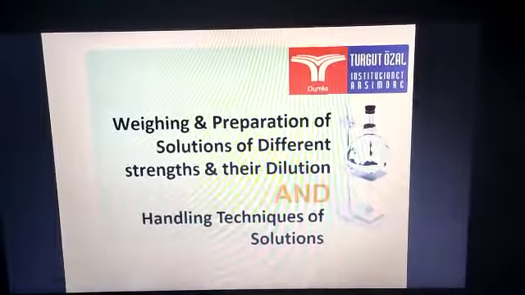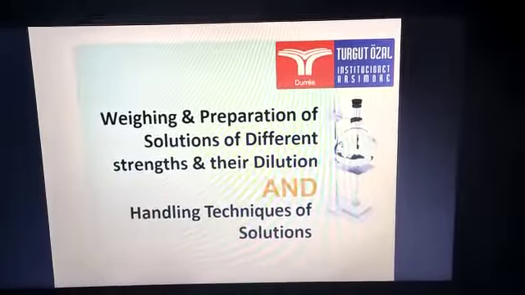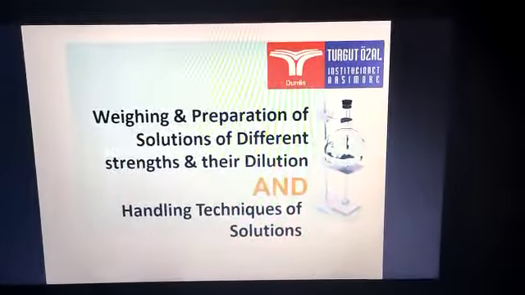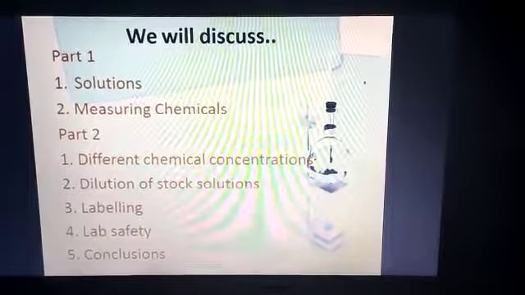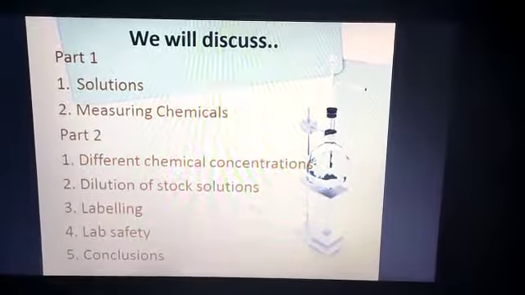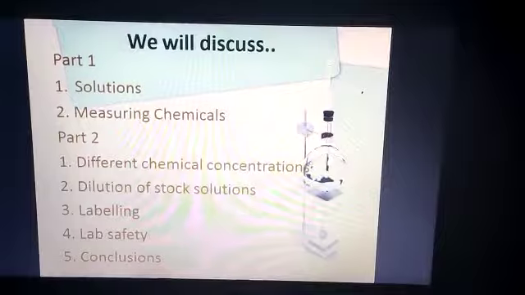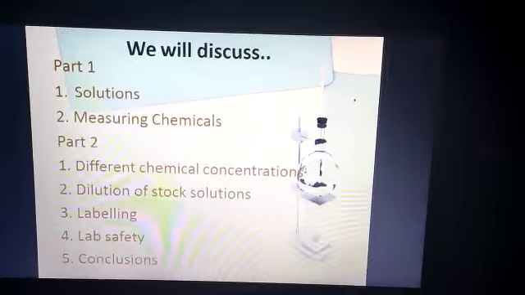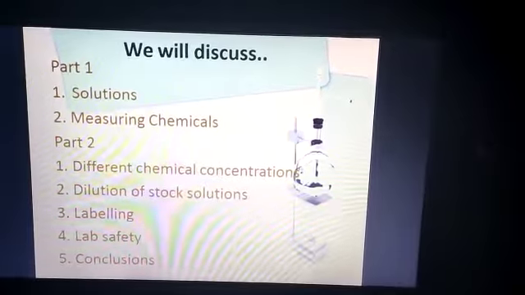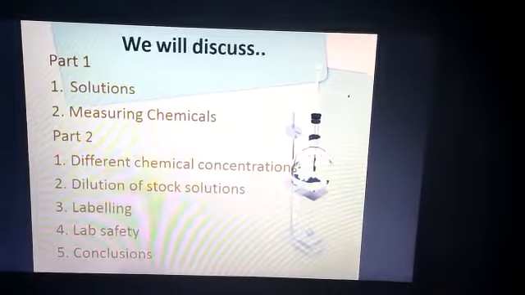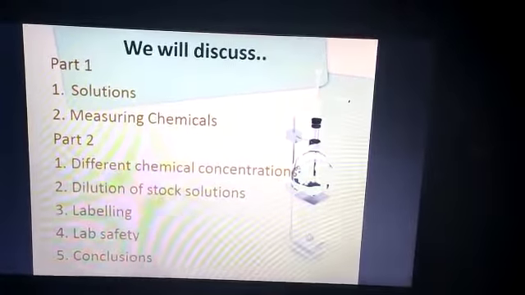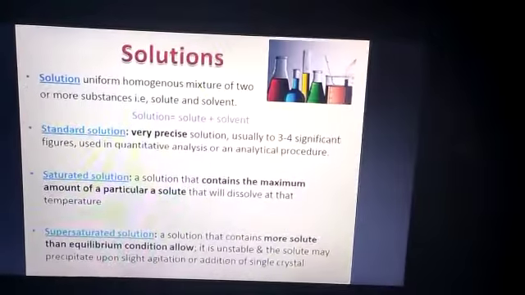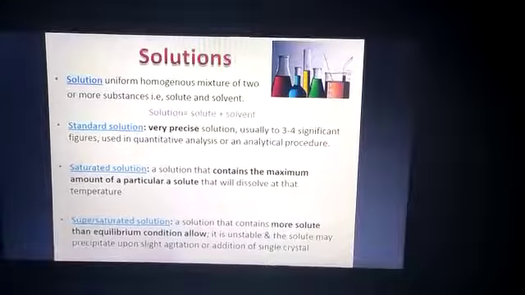Today's lesson will be weighing and preparation of solutions of different strength and their dilution and handling techniques of solution. This lesson will be divided into parts. The first part that we will discuss is about solutions, what are solutions, and some measuring chemicals. The second part will be different chemical concentration, dilution of stock solutions, labeling, lab safety, and conclusion about the whole lesson. Starting. What is a solution?